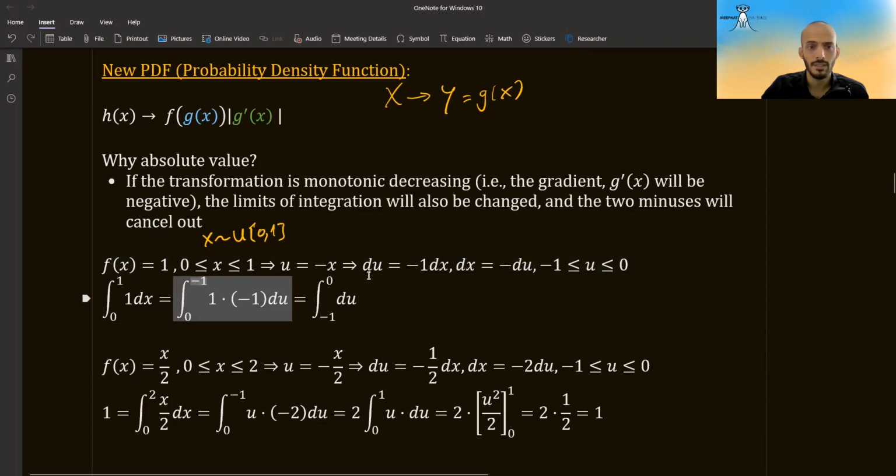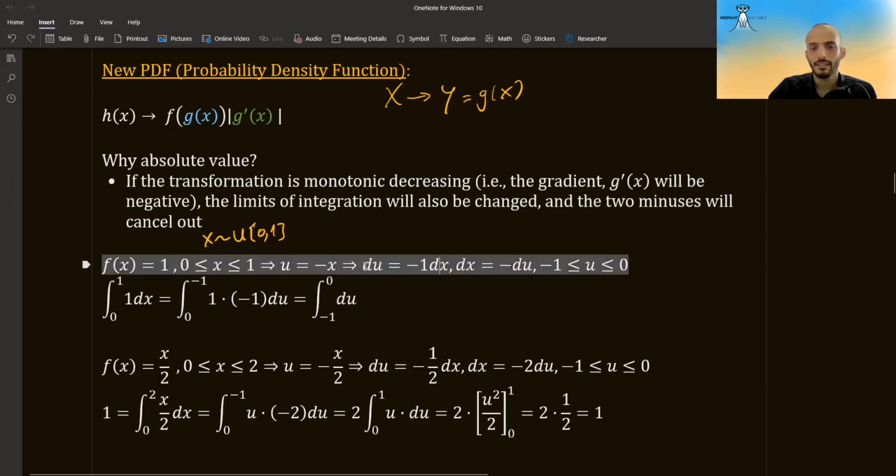So 0 is mapped to 0, but 1 is mapped to minus 1. Okay, so this is what we get, but notice that minus 1 is actually before 0. So if we change it to 0 and minus 1, we have to add a minus, and then the minus and minus cancel, and we are left with, again, this thing over here. So yeah, this is why we could, from the beginning, take just the absolute value here, and instead of minus 1, use 1, because this is what we will get in the end anyway.